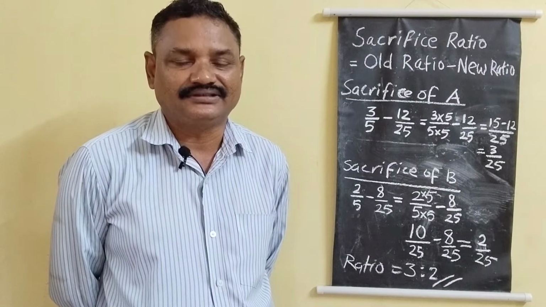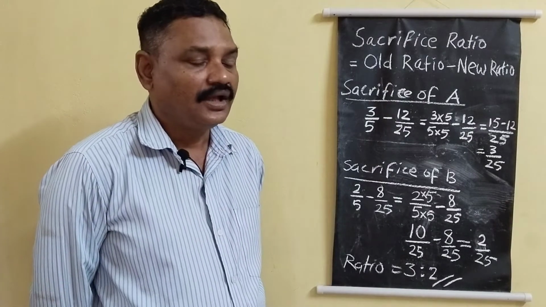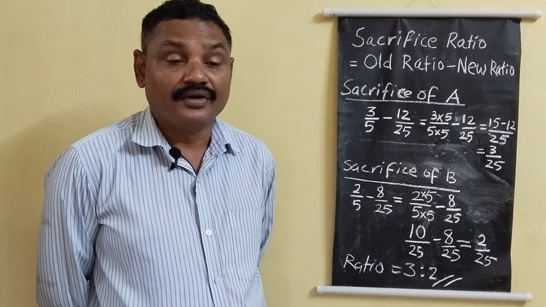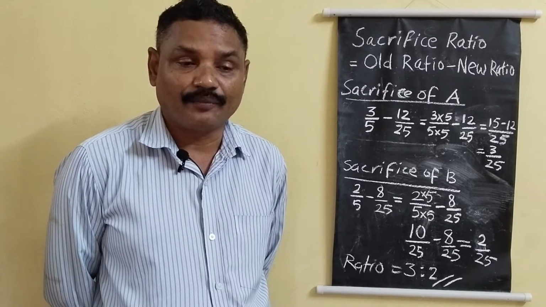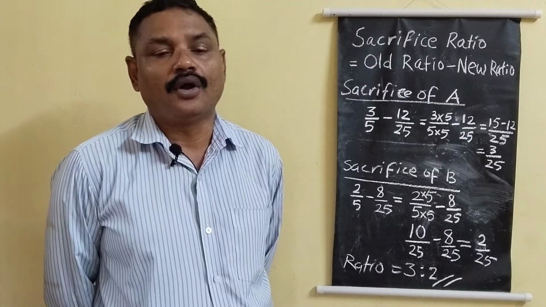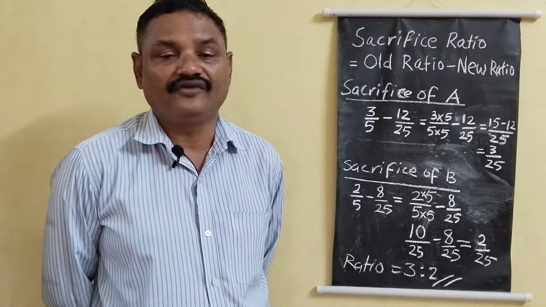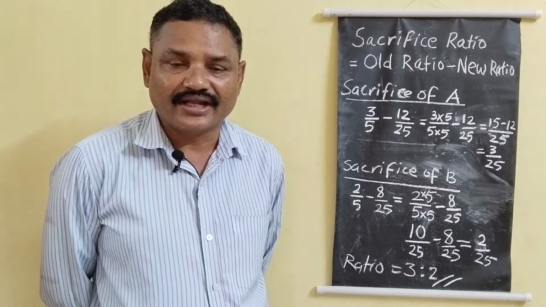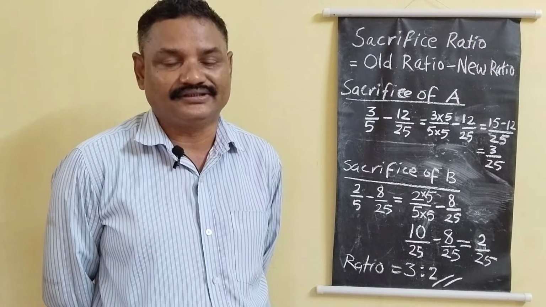So 3 is to 2 is the sacrifice ratio of Mr. A and Mr. B. Dear students, please listen. Now we have studied how to calculate sacrificing ratio. First of all, we should keep in our mind what sacrificing ratio is. Sacrificing ratio is the difference between old ratio and new ratio.